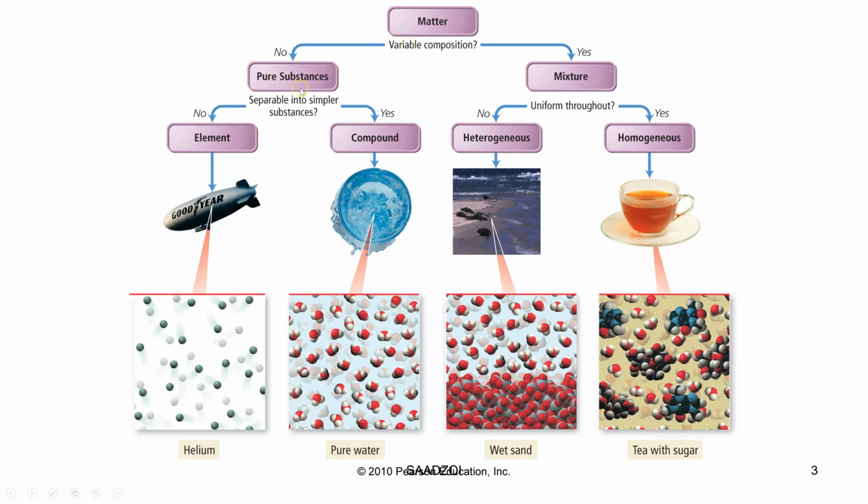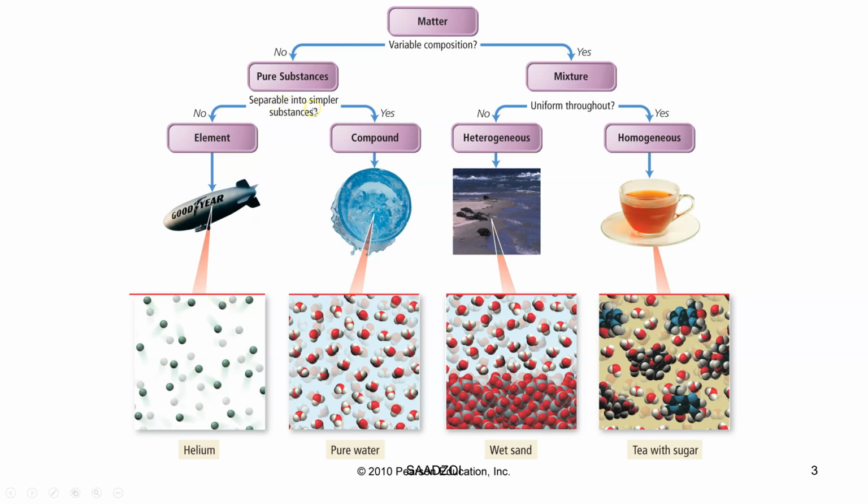What if the composition is not variable? Then you call it a pure substance. And there are two types of pure substances. There are compounds, which can be broken down to simpler parts. So water, for example, can be broken down to H2 and O2 if you wanted to. And things that can't, which are called elements. Elements you can't break down any further. They're the most basic of building blocks. You can't get smaller than that.